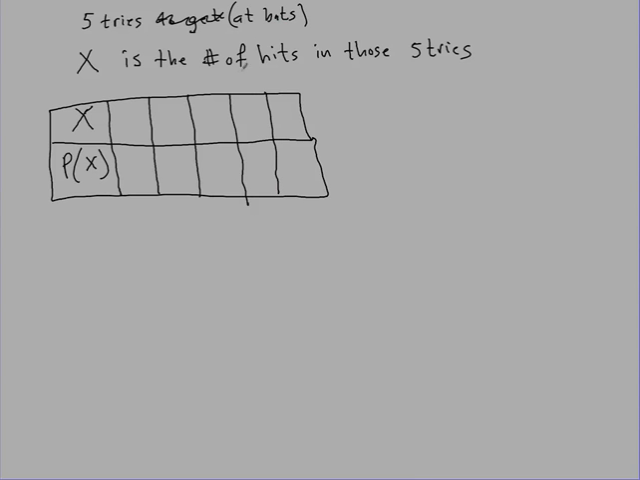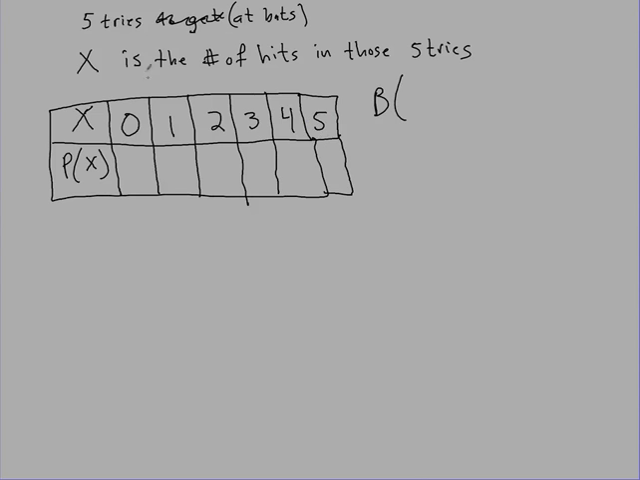Okay, so he gets up to bat 5 times. What happens if he doesn't get any hits? That would be here. That's a possibility. X would equal 0 hits. Okay, what else could happen? He could get 1 hit. He could get 2 hits. He could get 3 hits. He could get 4 hits. And I'm missing 1 here. He could get 5 hits.